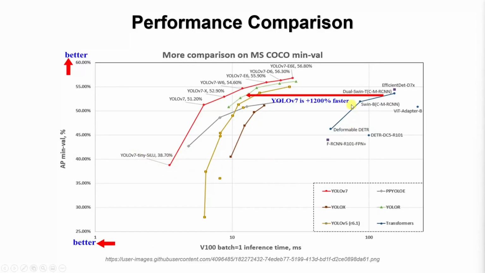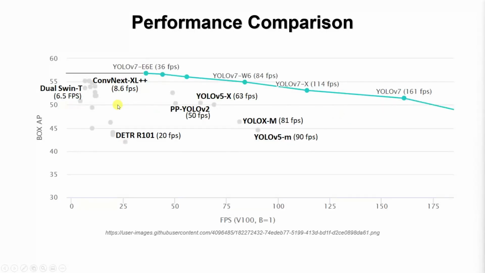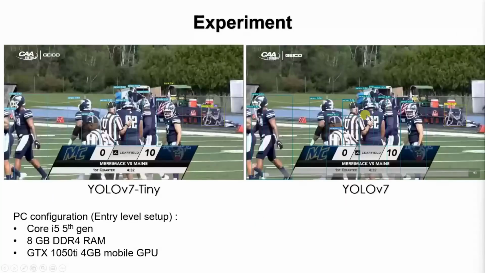YOLO version 7 compared to other object detectors, as we can see here, has a 1200% faster increase in speed than in this case. In perspective of FPS, or frames per second, the maximum FPS that YOLO version 7 can achieve is 161 FPS, whereas compared to this Swin-T, which is 6.5 FPS, it can give approximately the same AP, but the FPS rate would be 161 frames per second.